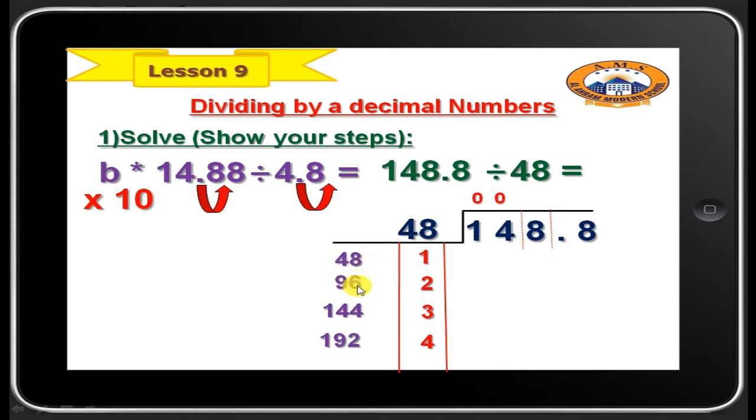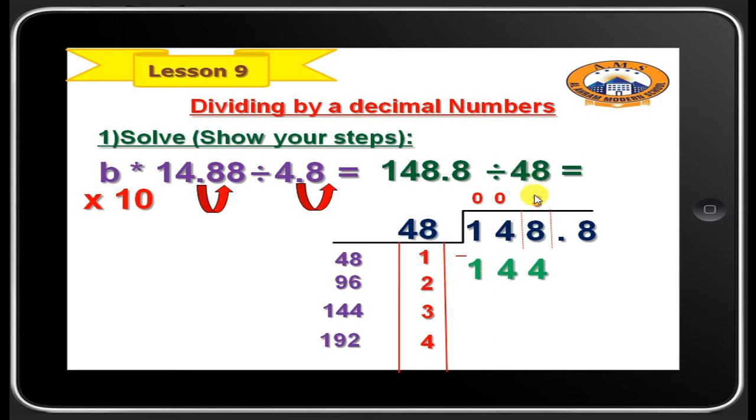48, 96 smaller, 144 smaller, so 192 is bigger. I said before that we're not going to deal with the bigger, we're going to take the previous number because I'm going to do minus. So who goes up and who goes down? 3 will go up and 144 goes down.